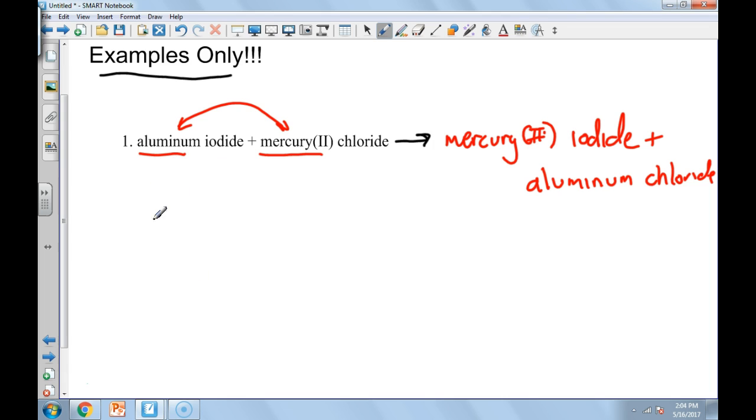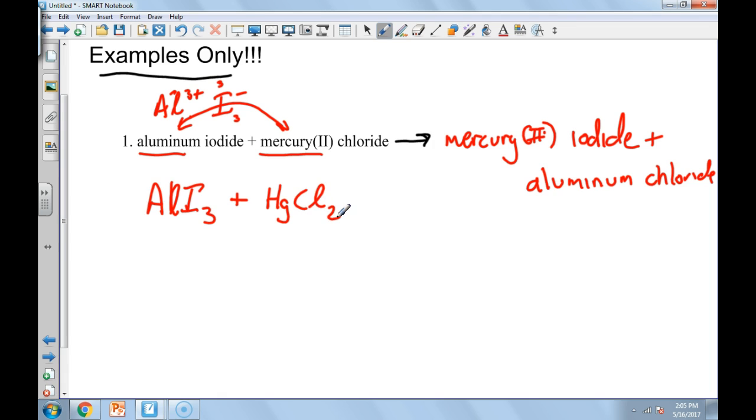So in order to do this, what we're going to do is write the formula. Aluminum iodide is AlI3. Aluminum is a 3 plus, iodine is a 1 minus. We can tell that, and so we know that the least common multiple is 3, so there's got to be 3 of those and 1 of those. Okay, great. And then mercury 2 chloride, same thing. Mercury is a 2 plus, chloride is a 1 minus, so this is going to be this.